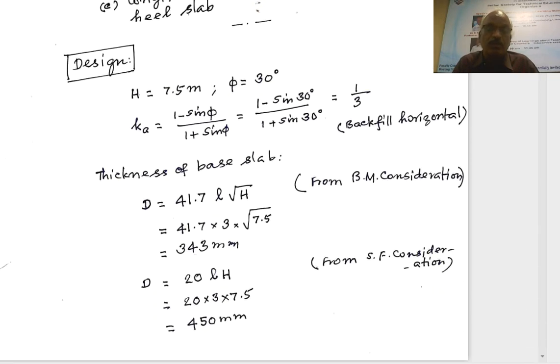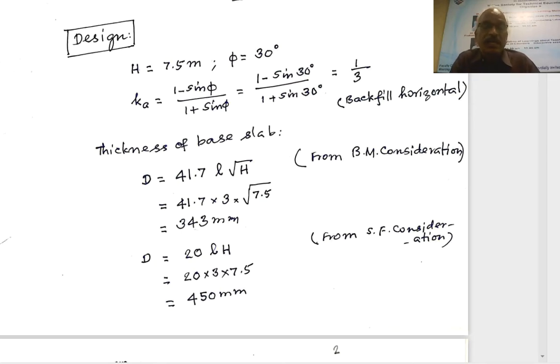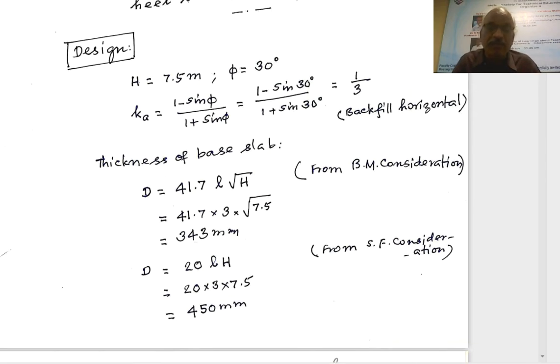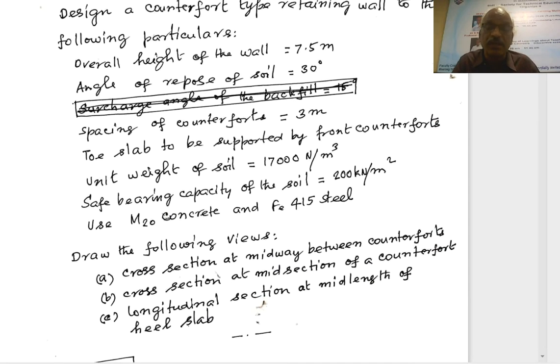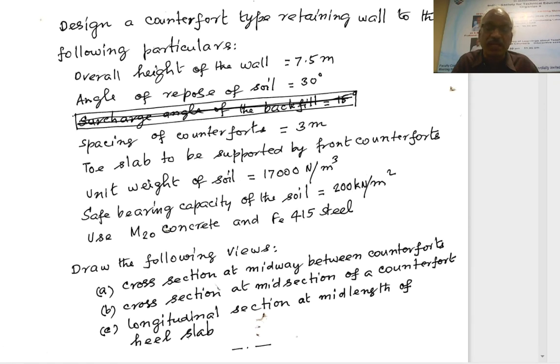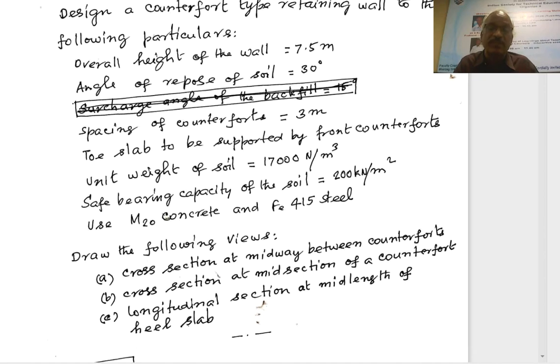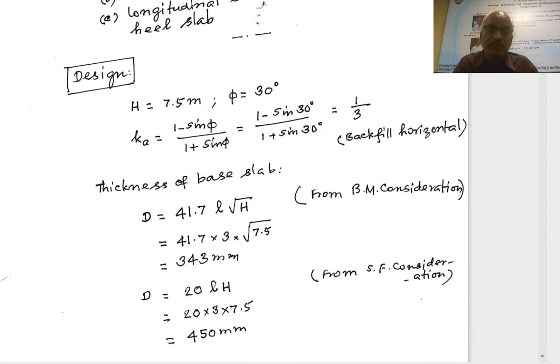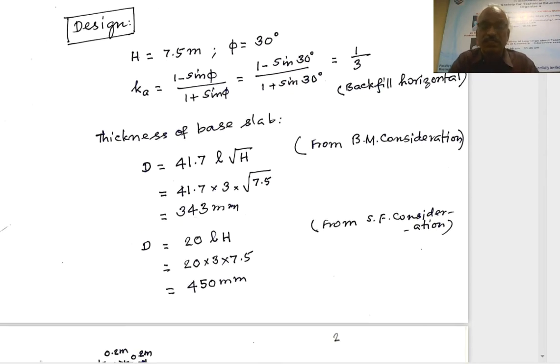Now coming to the solution. Height of the retaining wall is 7.5 meters, angle of repose is 30 degrees. Therefore, Ka equals (1 minus sin phi) by (1 plus sin phi). Here also the backfill is horizontal. It is not mentioned here, and when nothing is mentioned, backfill is horizontal, that's all.